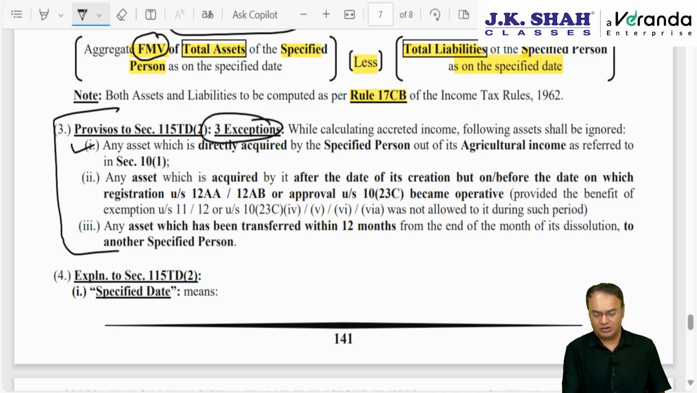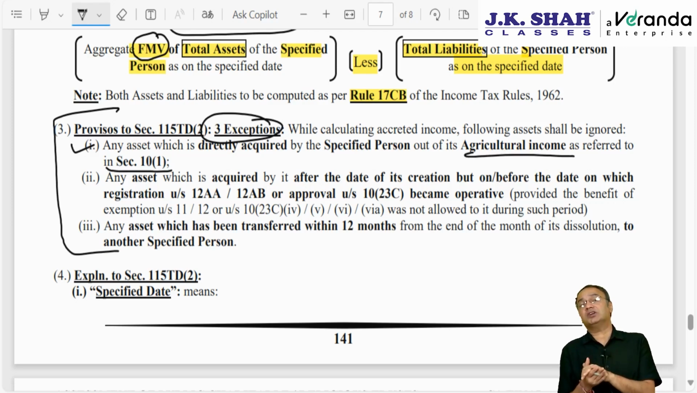Number 1, all 3 are relevant from an exam perspective. Number 1, any asset which was acquired out of agricultural income which is exempt under 10(1), meaning thereby that the asset is acquired not out of income exempted under section 11 or 10(23C), but it is acquired out of income which was exempted under 10(1).